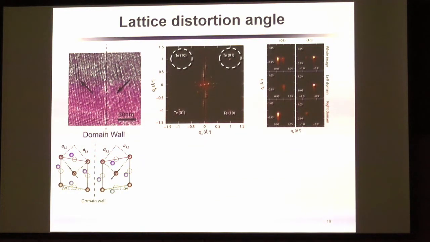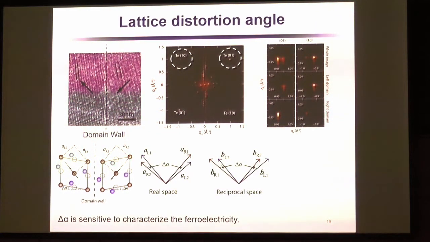So from here, we can use the domain wall as a reference, and then use the distortion angle delta alpha to characterize the polarization. If you have a distortion angle, then you have a polarization. That's how we characterize the ferroelectricity under different temperatures.